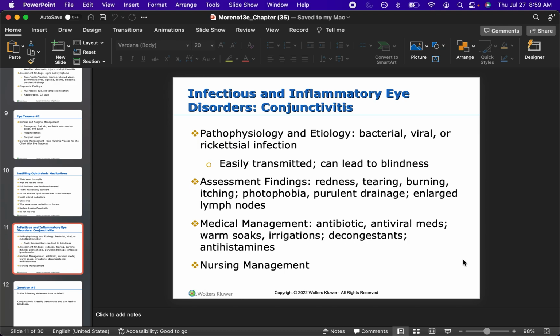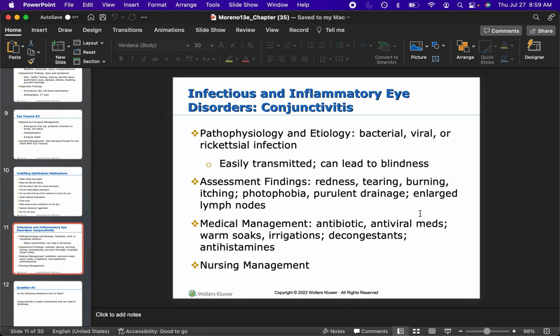Conjunctivitis. See this all the time. So this is basically pink eye, right? It could be bacterial, viral, or another type of infection. It's usually very easily transmitted, and it could potentially lead to blindness if severe, chronic, or untreated. So usually it's that red tearing eye. Sometimes people get burning, itching, sensitivity to light, gross, goopy drainage, and some people will get enlarged lymph nodes as well.